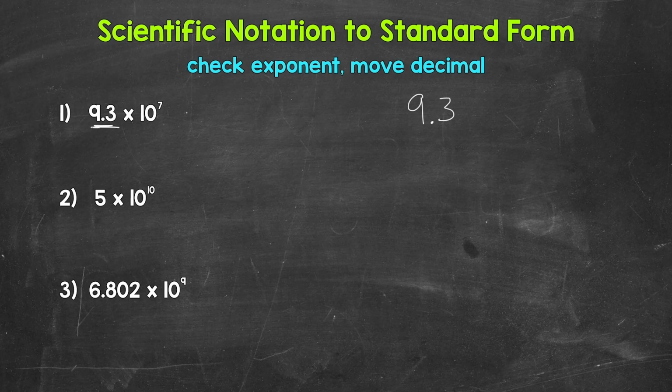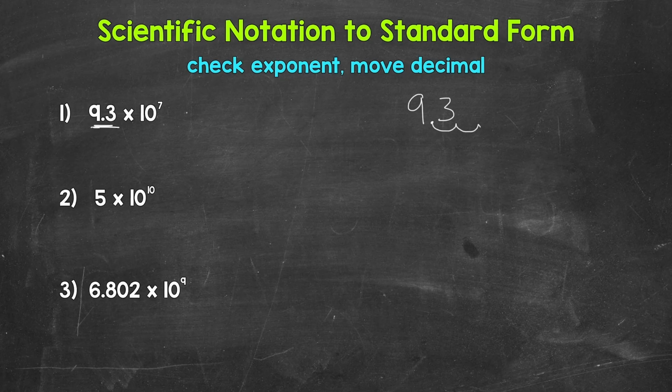Remember, when we have a positive exponent, we know that we are working with a large number. When we have a negative exponent, we know that we are working with a small number. Well, we have a positive exponent here, so we have a large number. That means we are going to move the decimal to the right. We are multiplying 9.3 by 10 to the 7th power, so 9.3 is going to be increasing in value. So let's move this decimal 7 places to the right.